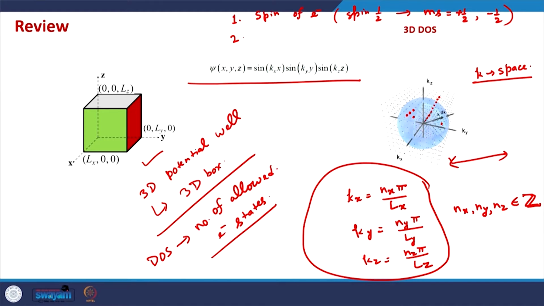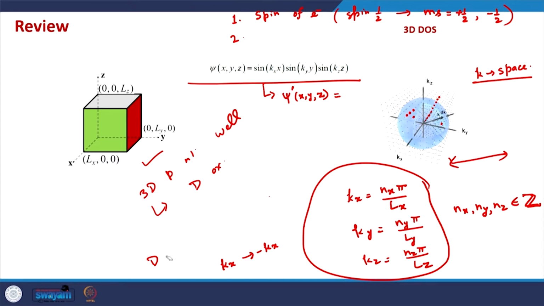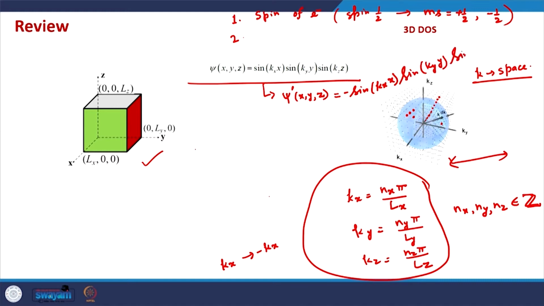if we closely look at various points in the k space, what we see is that if we change kx to minus kx, the wave function will change from psi(x,y,z) to psi prime(x,y,z). Psi prime will be, if we put minus kx instead of kx, minus sin kx x, sin ky y, sin kz z. So psi prime(x,y,z) will be minus psi(x,y,z).